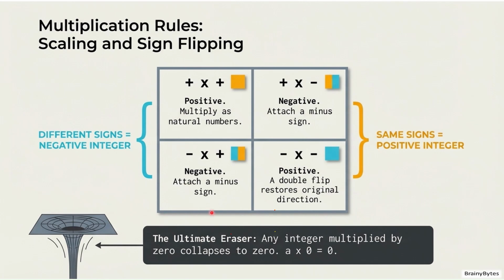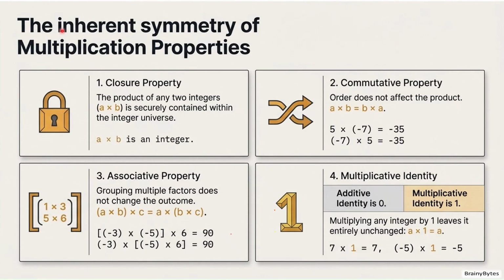You can simply remember it by learning that hanging out with a negative integer makes you negative. Well, now let's look at the ultimate eraser, which says that any integer multiplied by 0 collapses to 0. For example, if I multiply an 8 or a -8 by 0, it will definitely result in 0.